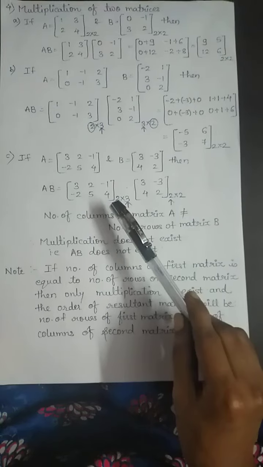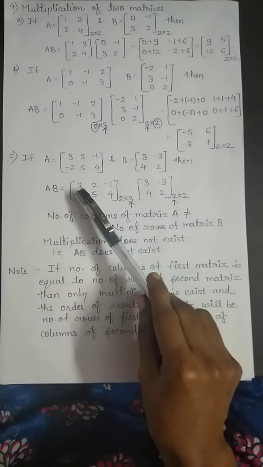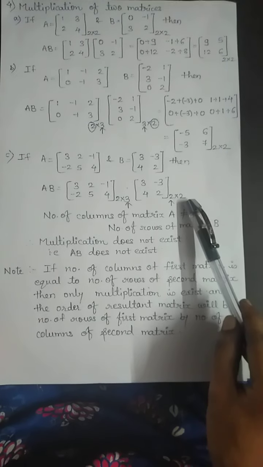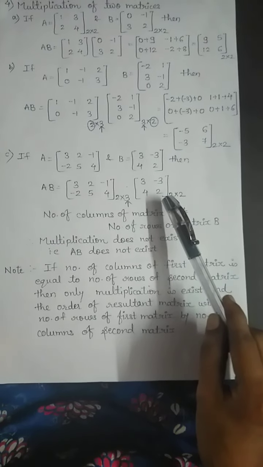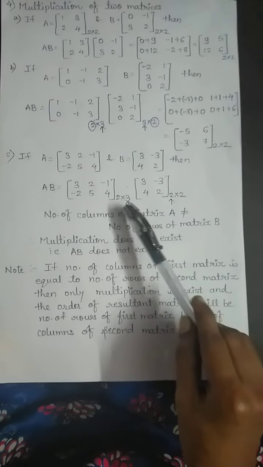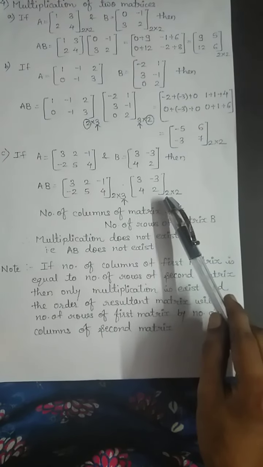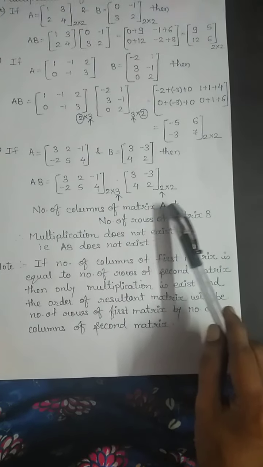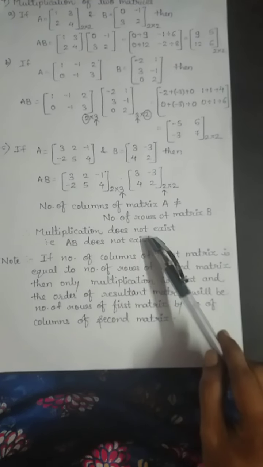But before multiplication, first we will check whether multiplication exists or not. The order of matrix A is 2 by 3. The order of matrix B is 2 by 2. So we will check whether the number of columns of A is equal to the number of rows of B or not. See here, the number of columns of A is equal to 3 and the number of rows of B is equal to 2. That means they are not equal. The number of columns of matrix A is not equal to the number of rows of matrix B. That means multiplication does not exist and therefore AB does not exist.